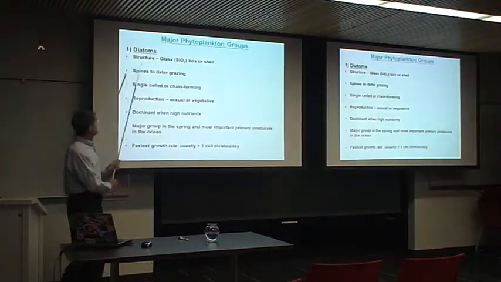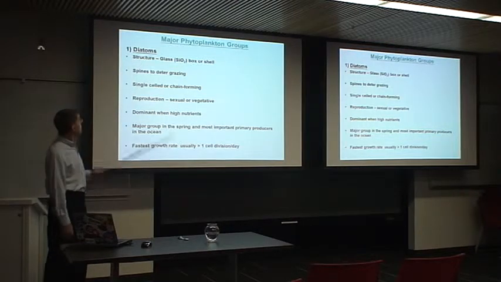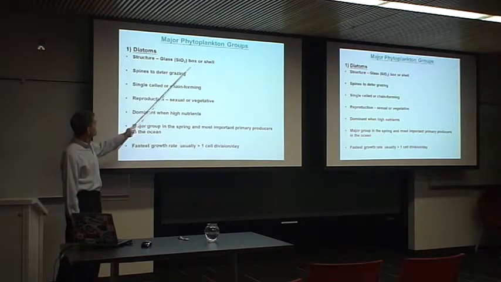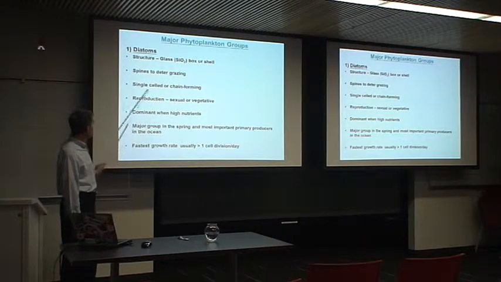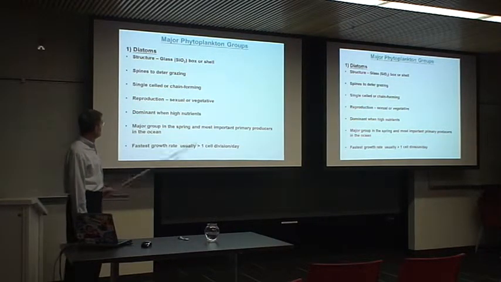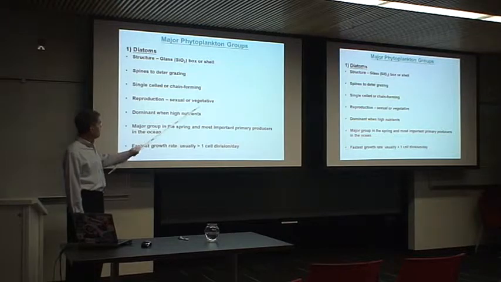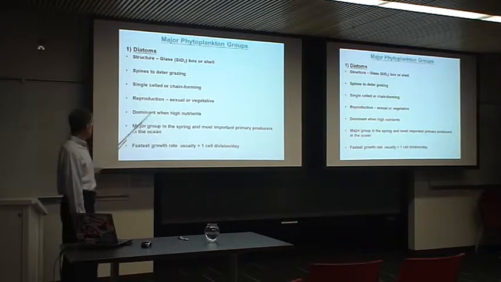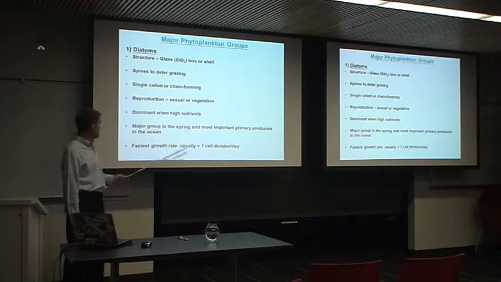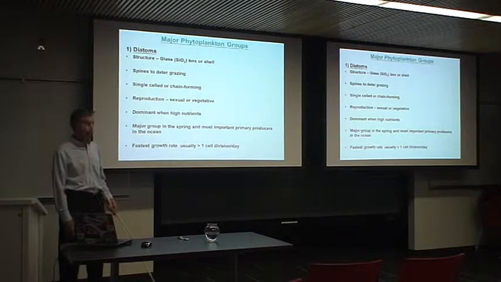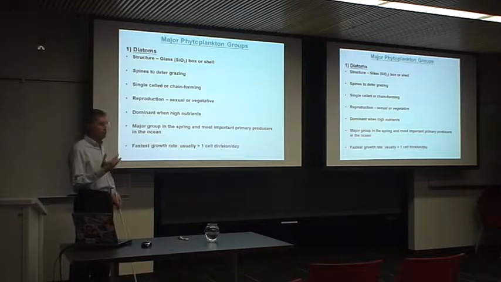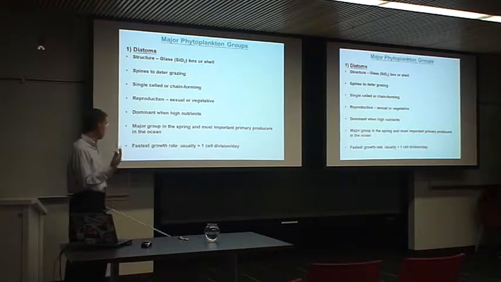So to summarize then, the diatoms, they're made of glass. It's a glass box. They have these spines to deter being eaten. They're single cell, they're chain forming. They have sex, or they can be vegetative. They're dominant in high nutrients, and these are the major primary producers of the ocean. So these are the ones that mostly make up the fish and the whales.